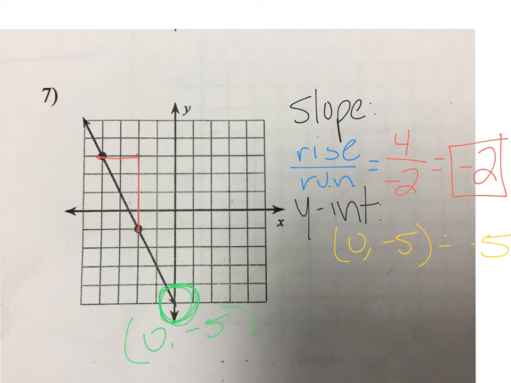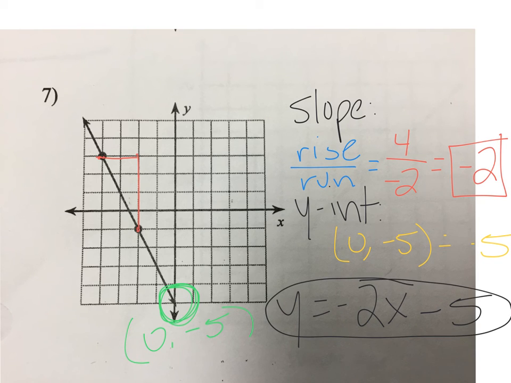And now I can make an equation here saying that y equals -2x minus 5. That right there, ladies and gentlemen, is your answer for number 7.